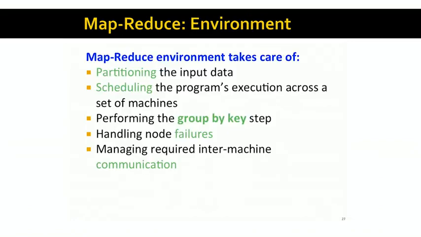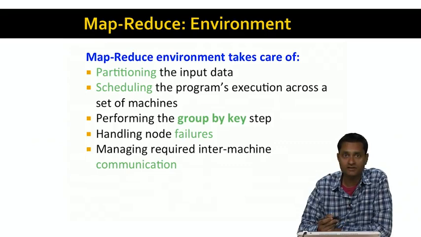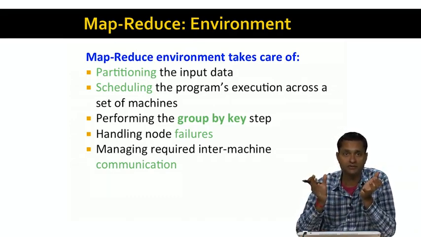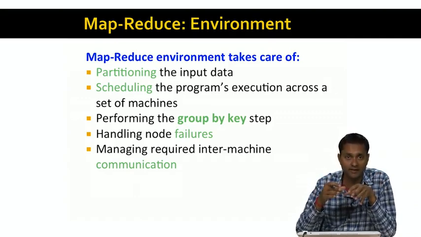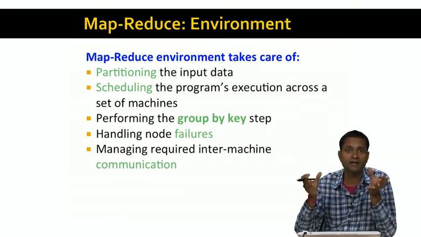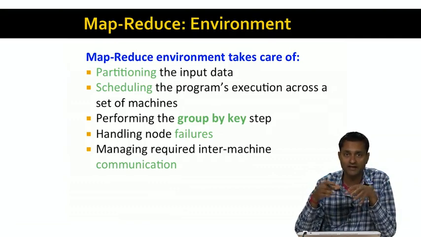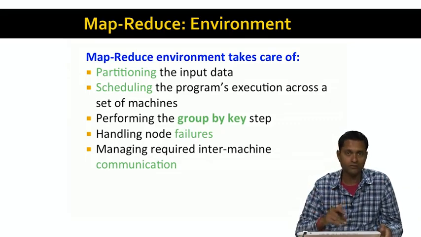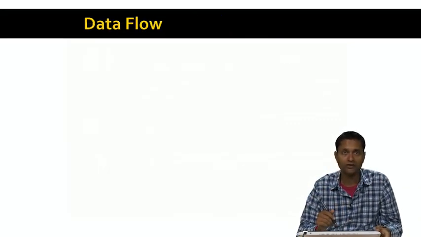Okay. So remember, the programmer provides 2 functions, map and reduce, and specifies the input file. The MapReduce environment has to take care of a bunch of things. It takes care of partitioning the input data, scheduling the program's execution on a set of machines, figuring out where the map tasks run, where the reduce tasks run, and so on. It performs the intermediate group by step. While all this is going on, some nodes may fail, and the environment makes sure that the node failures are hidden from the program. And finally, the MapReduce environment also manages all the required inter-machine communication. We're going to take a look at exactly what's going on in a little bit.